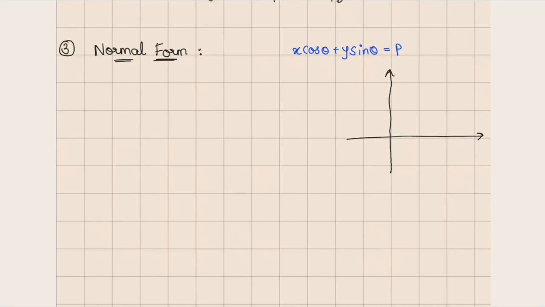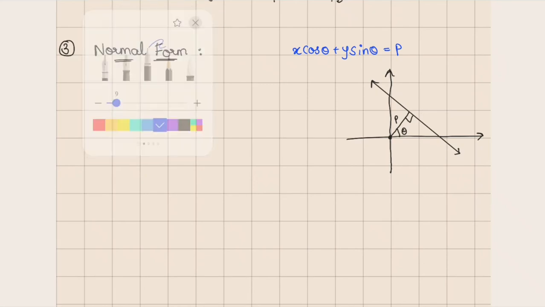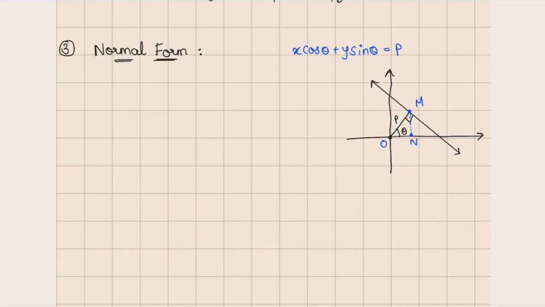Let's say these are the y and x axes, and this is a line L. Then from the origin to the line, if you draw a perpendicular, this length is p and this inclination is theta. Let's say this point is some M. If you draw a perpendicular from M to the x-axis, let's say this point is some N, and this is the origin O.